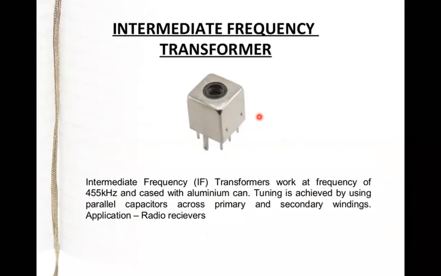One more type is called an intermediate frequency transformer, which works at a frequency of 455 kilohertz and is cased with an aluminum can. You can see this. Tuning is achieved by using parallel capacitors across the primary and secondary windings, and the applications are basically radio receivers. So these are called IF transformers, intermediate frequency transformers.